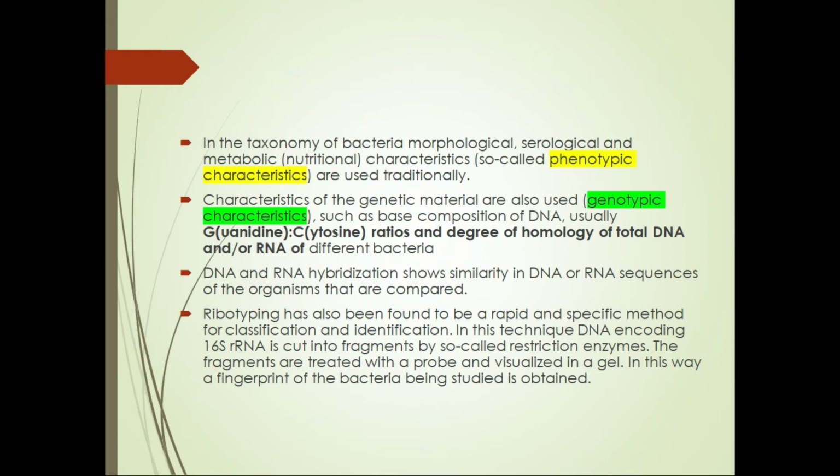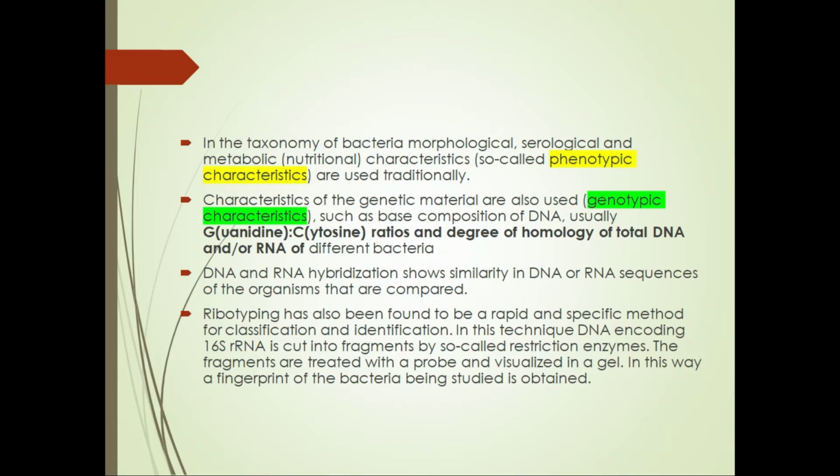In the taxonomy of bacteria, morphological, serological, and metabolic characteristics are the phenotypic characteristics which have been used traditionally. Nutritional characteristics have been used traditionally. So these are all traditional means of identifying bacteria. But recently, not very recently, in fact, these have been there for quite a long time.